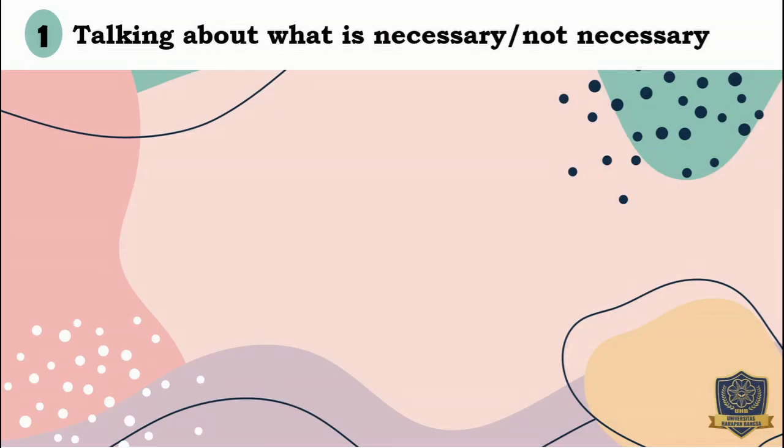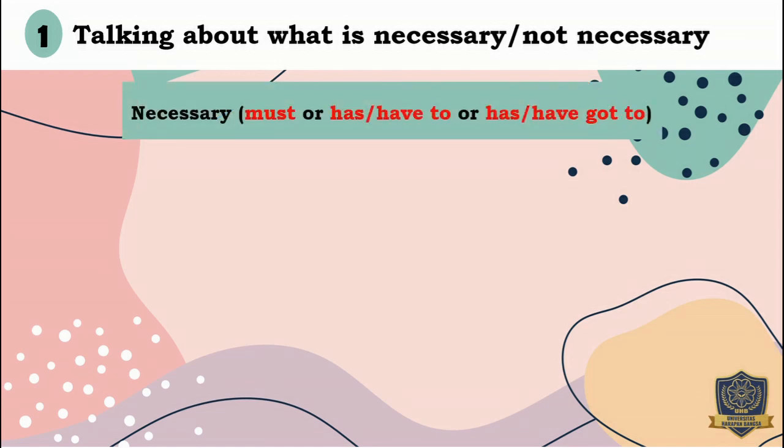The first is talking about what is necessary or not necessary. Jadi membahas tentang perlu atau tidaknya suatu hal. The first, talking about necessary. You need to use must, has or have to, or has or have got to. Jadi ketika suatu hal itu perlu dilakukan, maka kalian menggunakan kata yang saya beri warna merah.